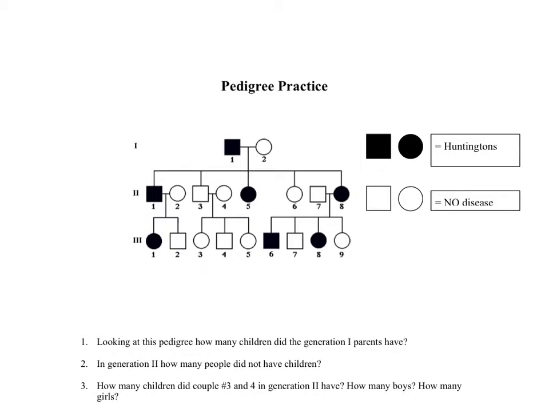So if you would, let's take a look at your green packet at this time. What you can see here is a practice problem for a pedigree. In this particular pedigree, we see the key over on this side here. Remember, the squares represent males, the circles represent females. The particular disease we're looking at is called Huntington's.